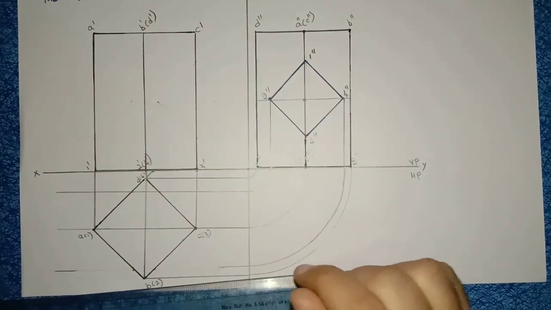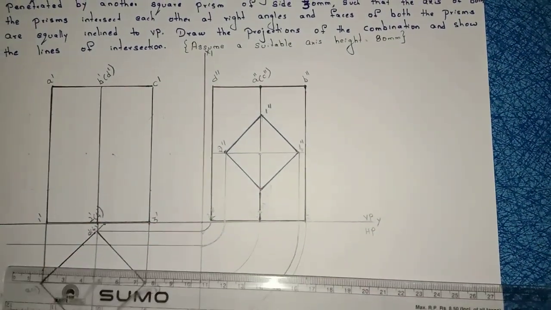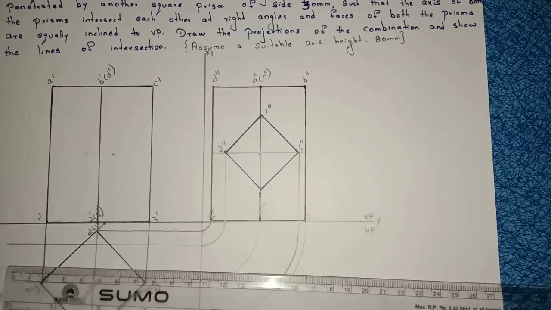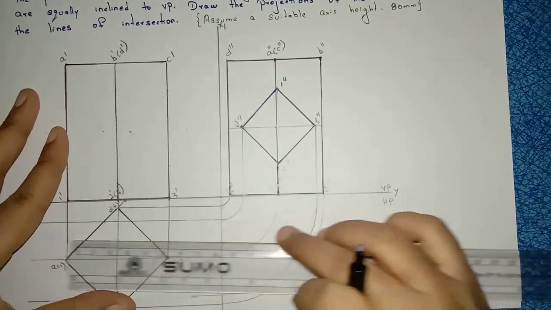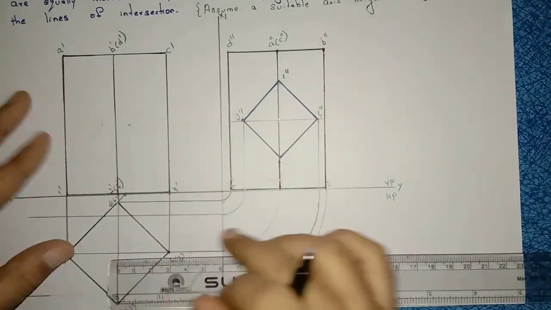Right? Now what do we have to do? See here, axis height is how much? 80 mm. Now how will I mark the 80 mm axis height? This is 2'', no? Right? So 80 mm means 40 mm this side and 40 mm this side.